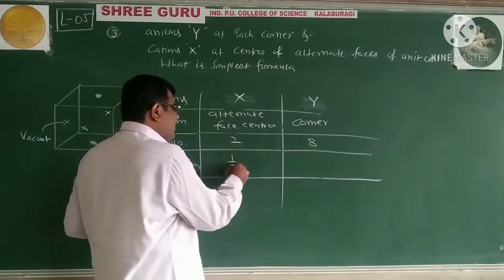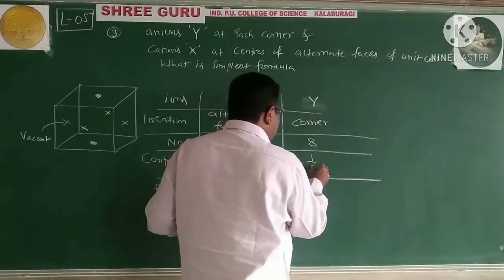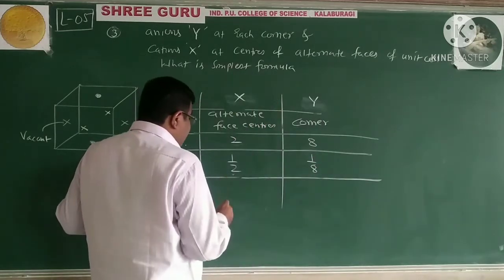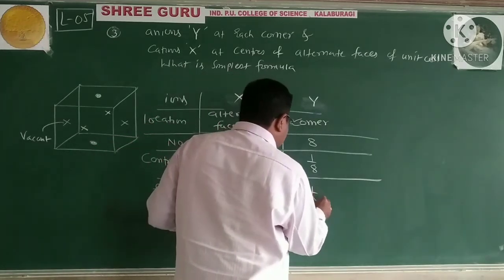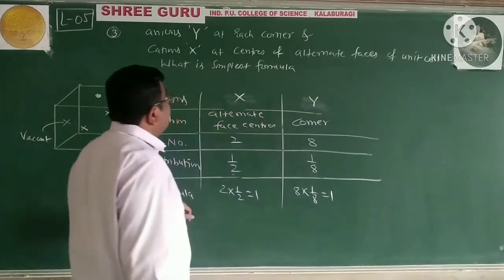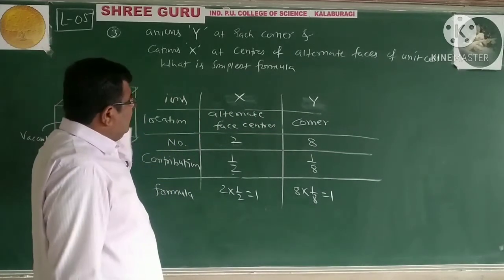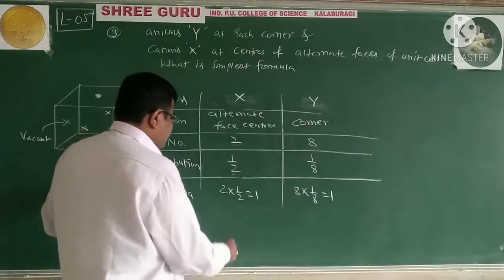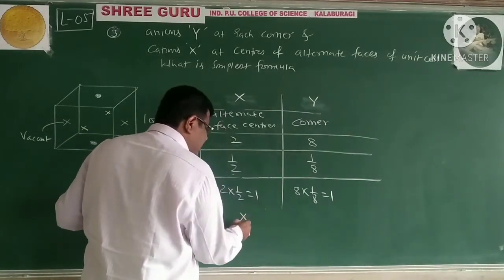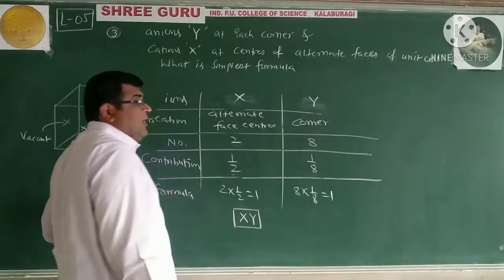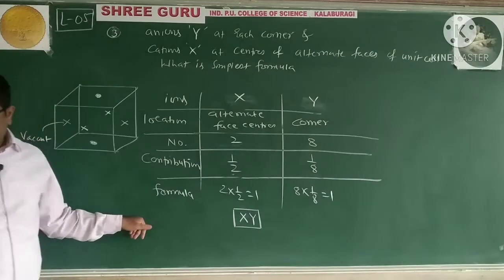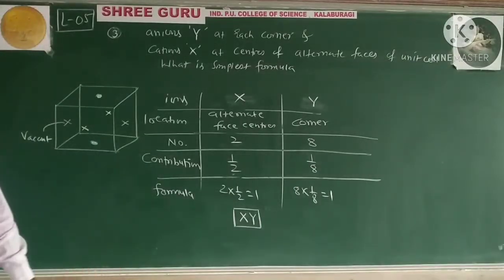The contribution is 1 by 2. The contribution is 1 by 8. And we can say that 2 multiplied by 1 by 2 is 1. And 8 multiplied by 1 by 8 is also equal to 1. When we write the formula, we should write the cation first. So it is X. 1 means no need to write it. Y is also 1. So the formula is just XY. Yes, try to understand this. Very simple concept it is. Then we will go to the next question.